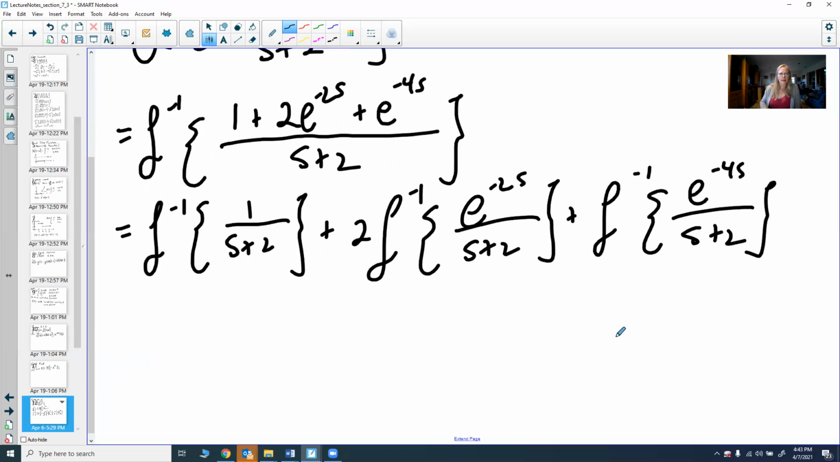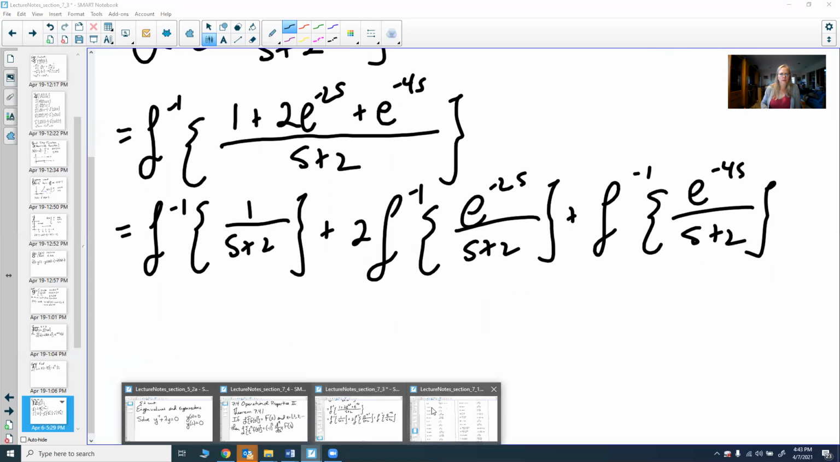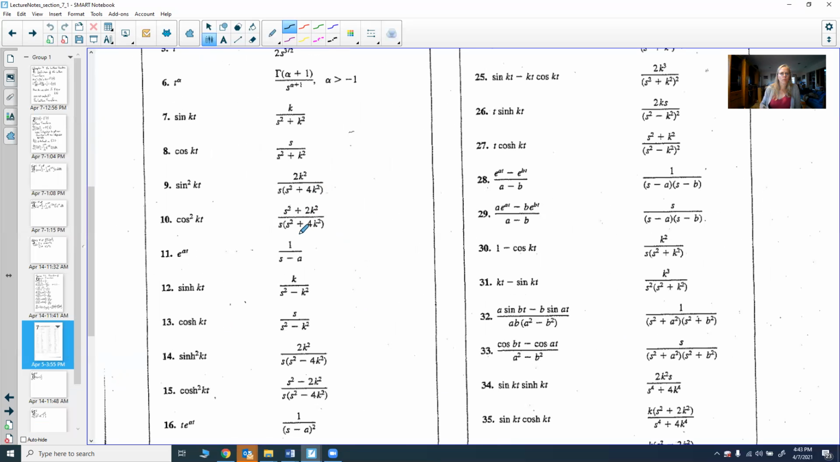Okay. Now, the inverse Laplace of 1 over s plus 2, again, going to your table of transforms, here's 1 over s minus a, so my a must be minus 2. So it's e to the at, which is e to the negative 2t.